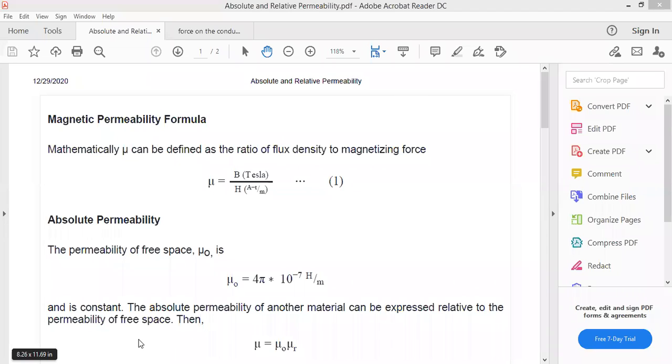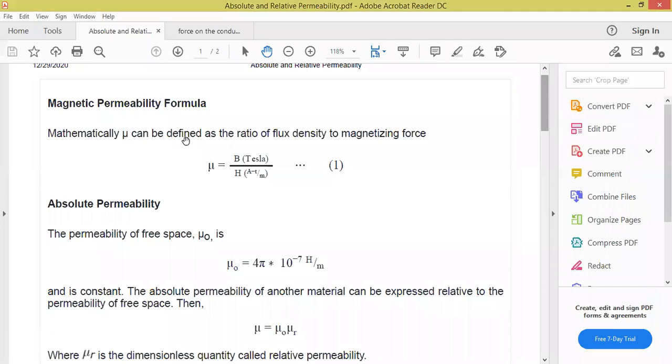So this permeability is represented by which letter? Everything we'll see now. Definition. Then you will understand the entire concept of the force between two conductors. Now you see, this material will be given magnetic permeability. What is the symbol? μ only. This symbol is nothing but μ. Mathematically, what is the definition? μ is equal to B by H. Forget about the units. What is the formula?